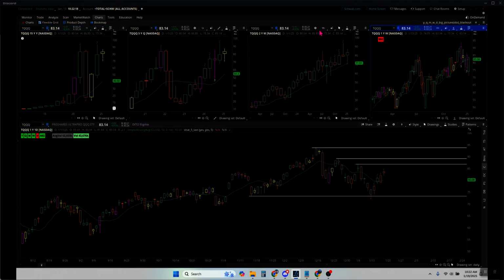Any questions on that? Everyone understands how to draw the support and the resistance based upon the 10-day moving average, or the 10 moving average?